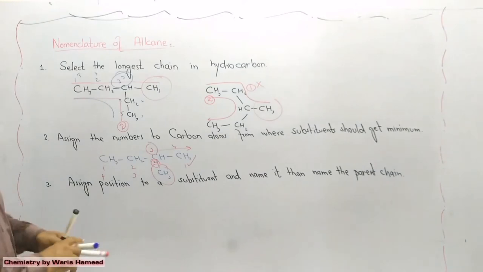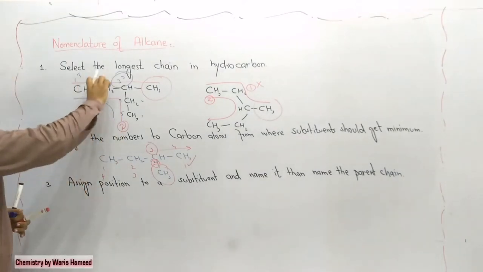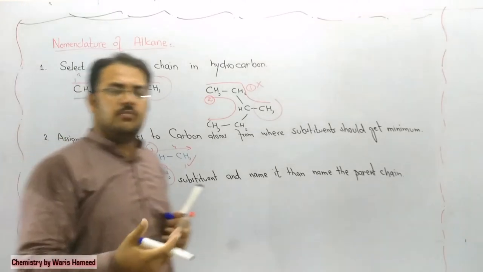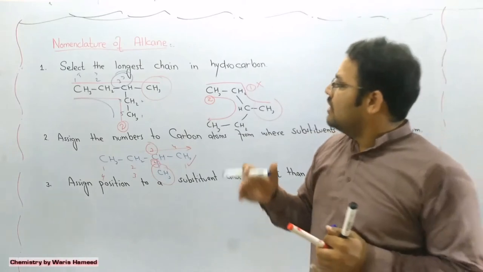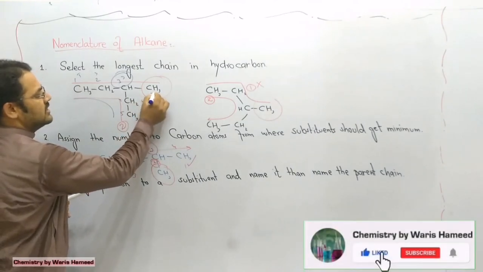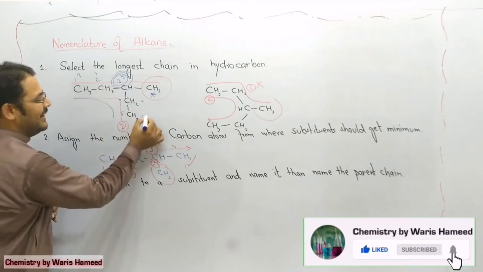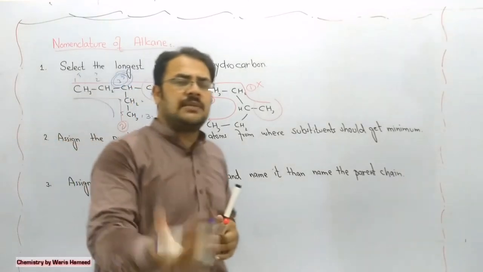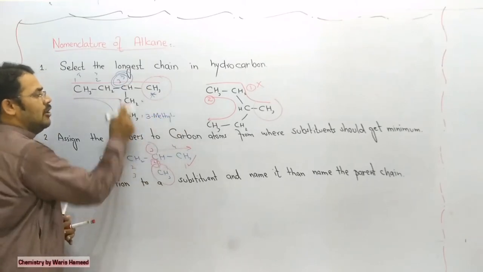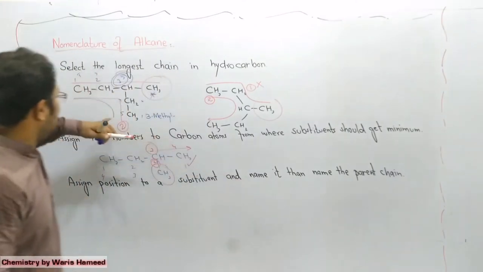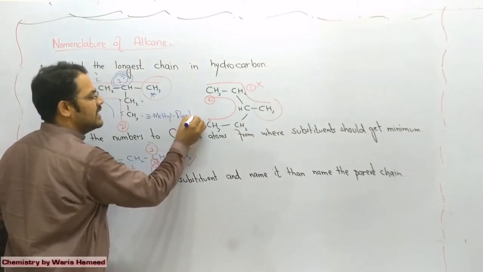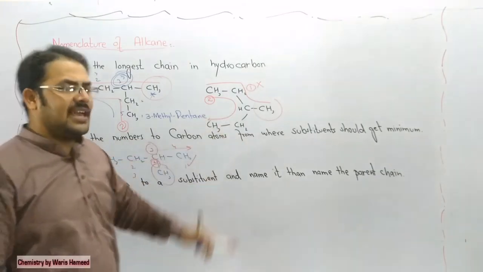Now, in these cases, if I give a name to this hydrocarbon, numbering can be possible from both sides because the substituent is on carbon 3. So how do we name it? First of all, assign the position to the substituent. It is present on carbon 3, right? What is the name of that substituent? It's methyl. 3-methyl. And how many carbons are present in the parent chain? There are 5 carbons in the parent chain. So its name will be 3-methylpentane.